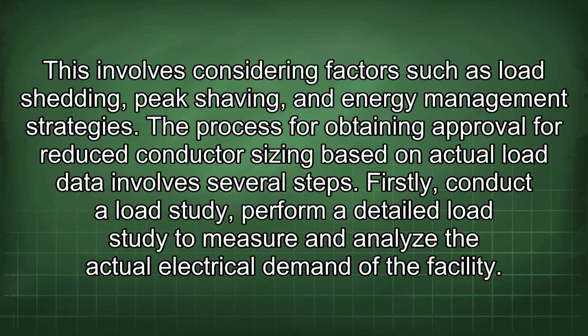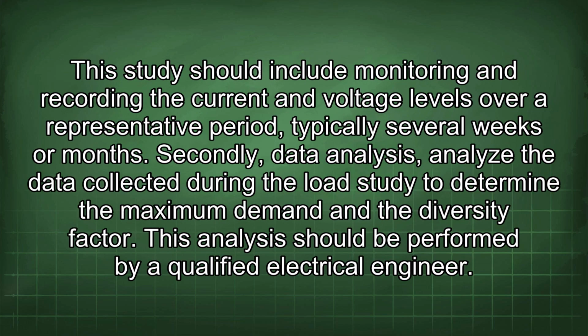The process for obtaining approval for reduced conductor sizing based on actual load data involves several steps. Firstly, conduct a load study. Perform a detailed load study to measure and analyze the actual electrical demand of the facility. This study should include monitoring and recording the current and voltage levels over a representative period, typically several weeks or months. Secondly, data analysis. Analyze the data collected during the load study to determine the maximum demand and the diversity factor. This analysis should be performed by a qualified electrical engineer.